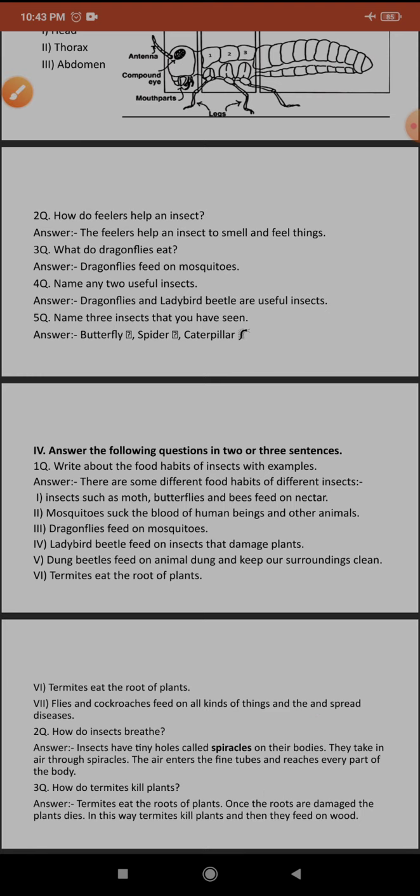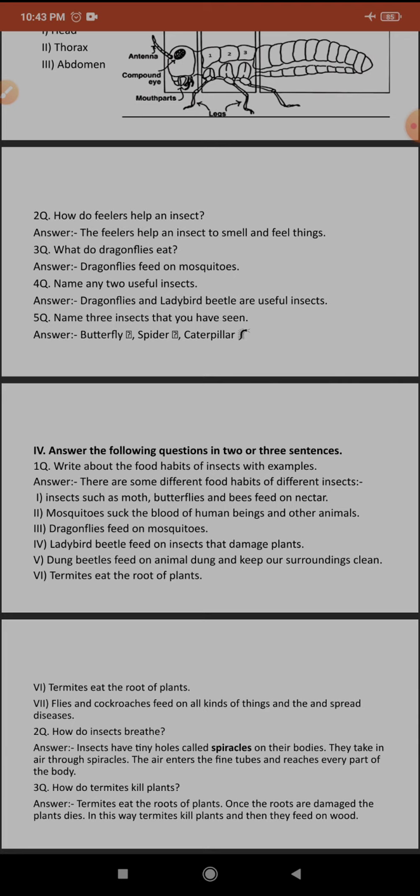Okay, the third question is, how do termites kill plants? So termites eat the roots of the plant, and once the roots are damaged, the plant dies. In this way, the termites kill plants and they feed on wood. Okay, so it is also completed.